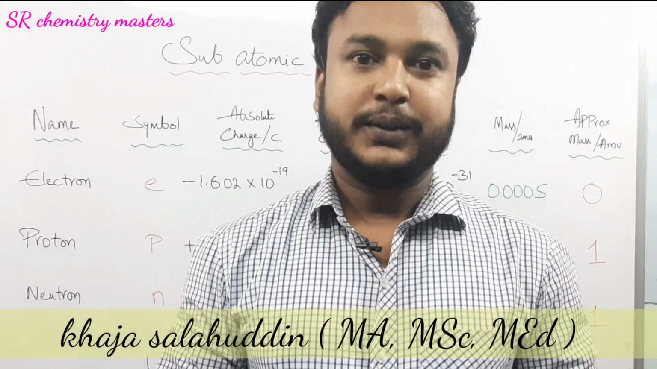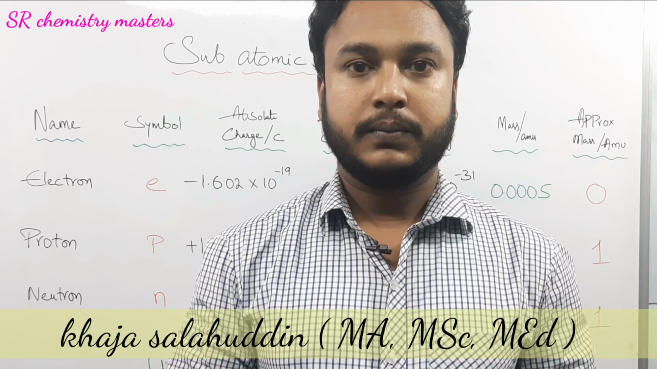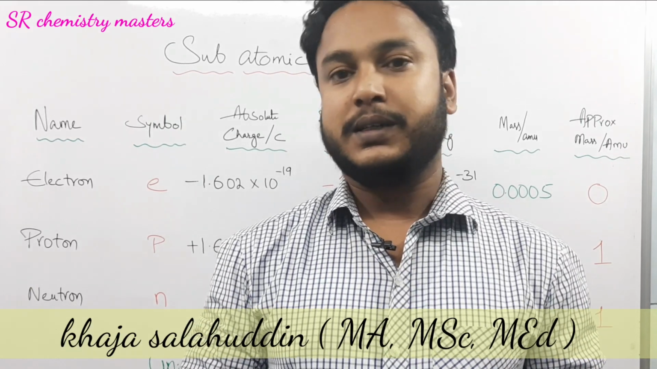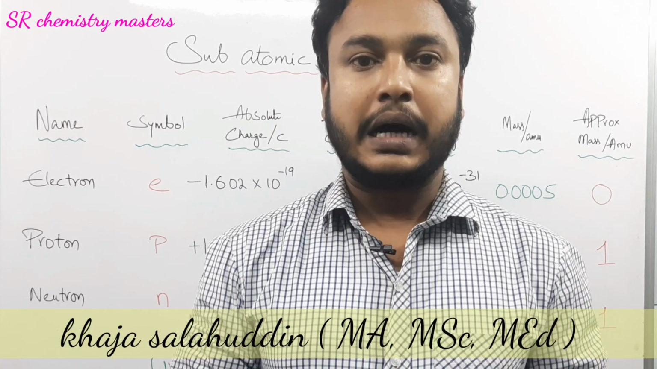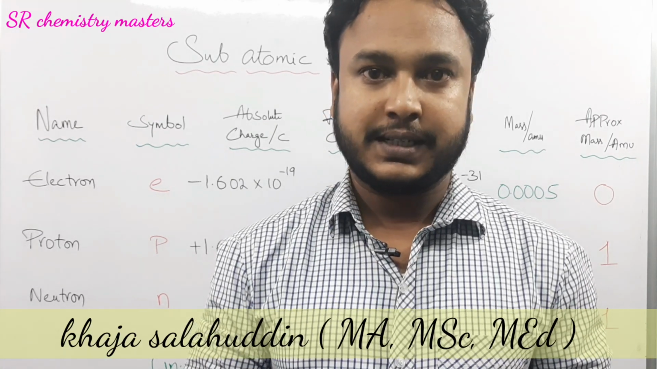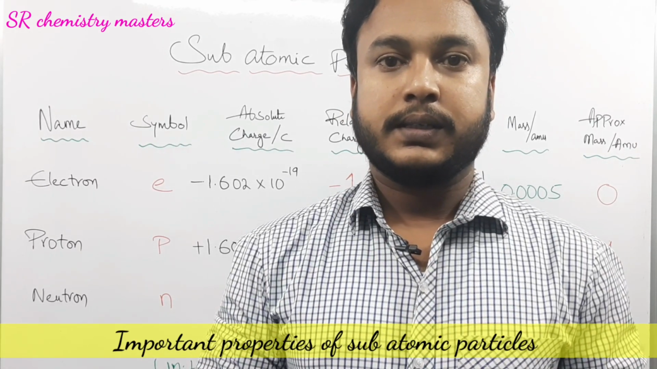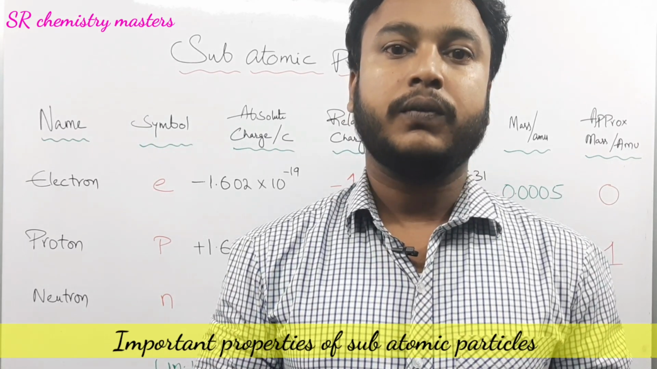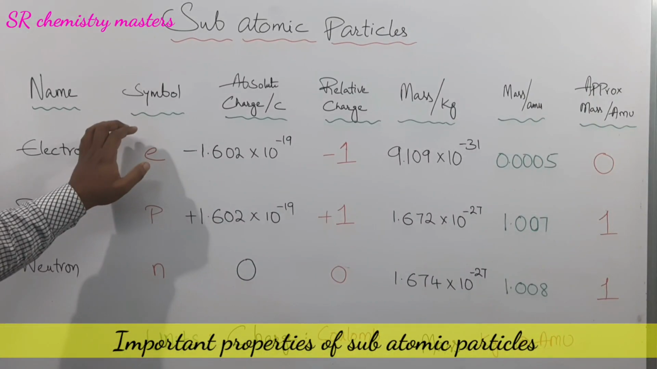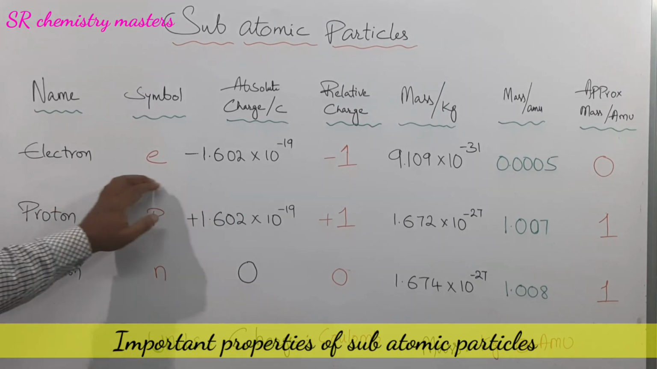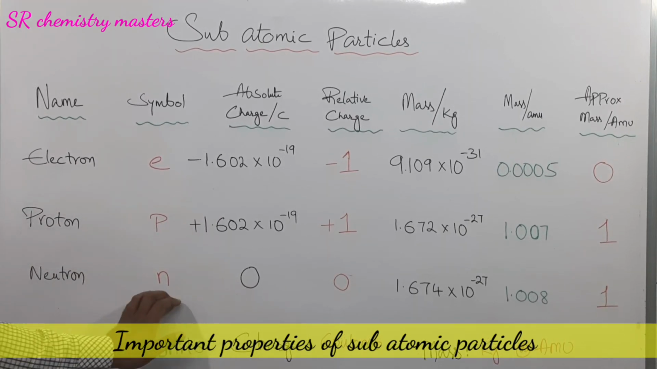In this video, we are going to learn about the important properties of subatomic particles. As you all know, atom is the smallest particle, and electron, proton and neutrons are the subatomic particles present in an atom. In this video, we are going to discuss the properties of electron, proton and neutron. Let us start. The symbol of electron is e, proton is p and neutron is n.